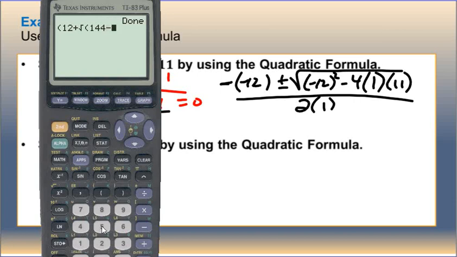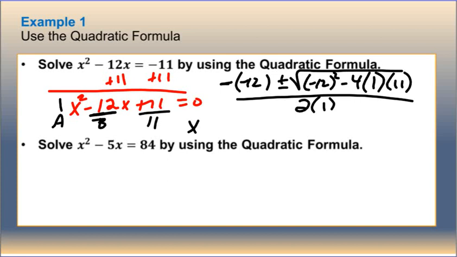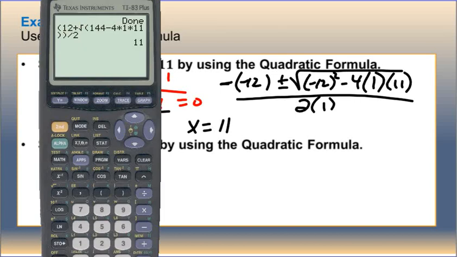minus 4 times 1 times 11, and parentheses, and that first set of parentheses is what I'm finding the square root of. Then if I do another set of parentheses, that's taking the whole numerator, because I have to divide the whole numerator by the denominator, which would be 2. And if I hit enter, it tells me that my answer would be 11. So one of my answers here is x can equal 11. That just means that it crosses the x-axis at 11.